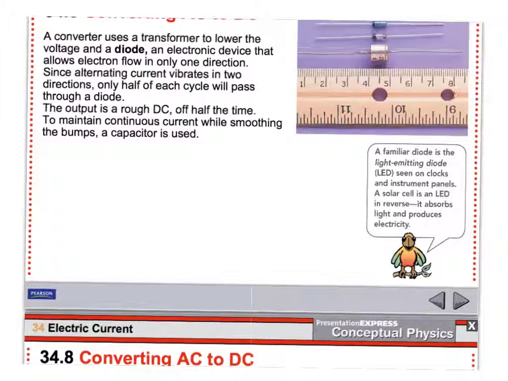Part of that uses a diode. A diode is a one-way valve for electricity. It lets current flow in one direction but blocks it in the other. So it might let electricity flow in the direction of this arrow so that it can flow one way, but if it tries to flow back in the other direction, it gets blocked. A diode is a one-way valve, a check valve for electric current.